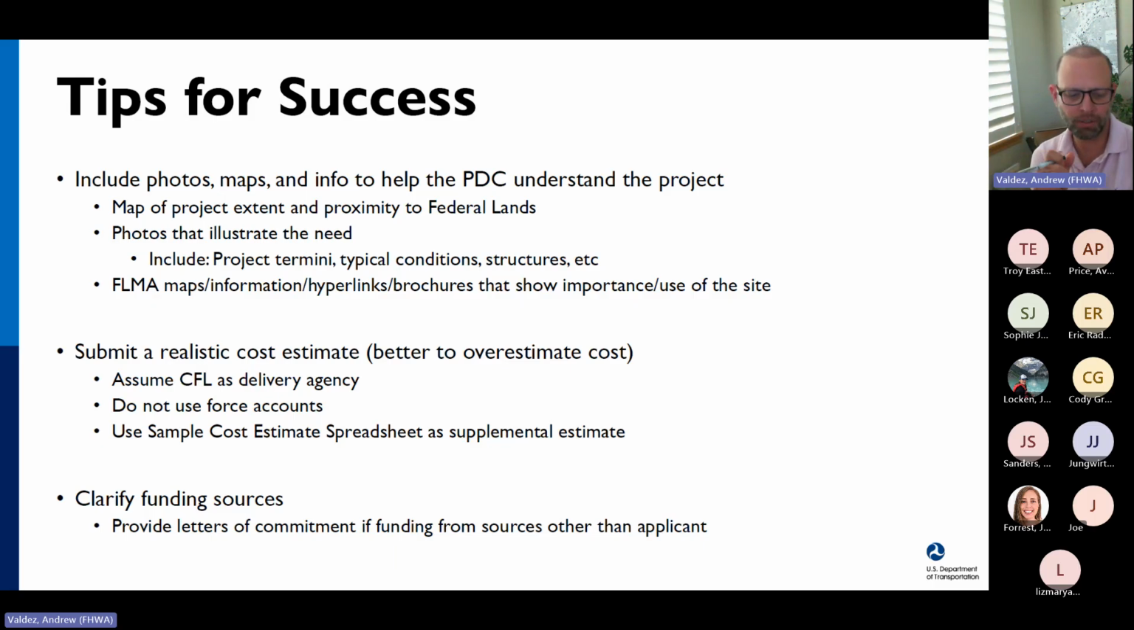For a realistic cost estimate, I would say it would be better to overestimate than underestimate the cost. And then be as clear as possible on your funding sources. In the application, you could submit letters of commitment if there are funding sources other than the applicant itself.